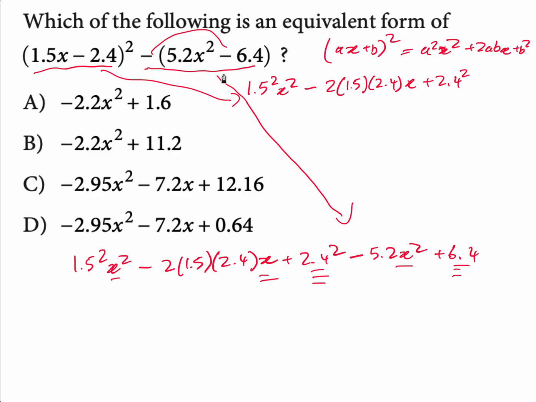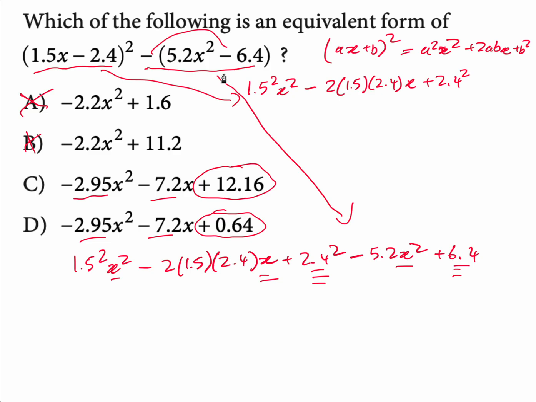So right off the bat, we can eliminate A and B, because these choices do not have the x component in it. We can safely eliminate that. Now, what's the next step? From A, C, and D, the coefficient for x squared is the same, and the coefficient for x is the same. The difference is the third component, the constant without the x. One is significantly larger than the other: one is positive 12.16, the other is 0.64.